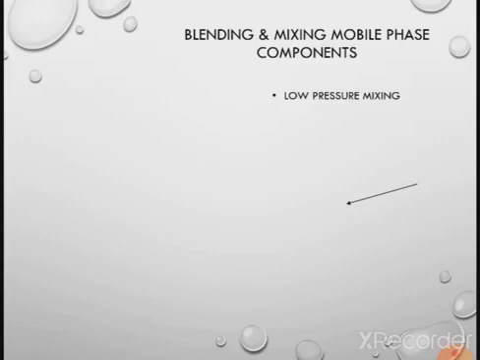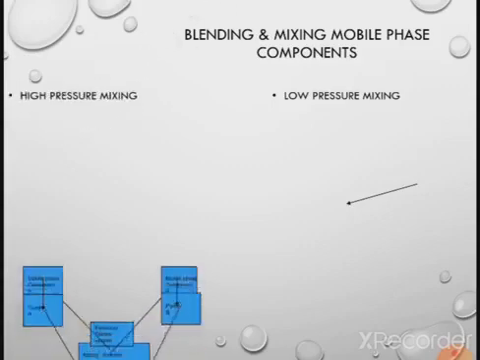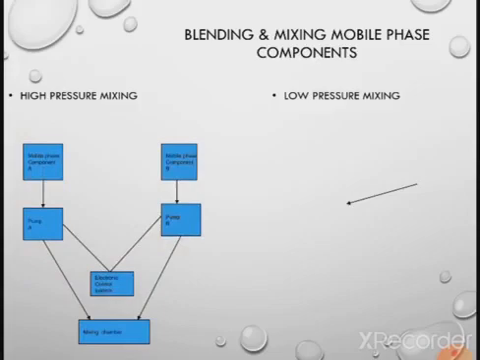There are two components. These two components are injected with the help of pump A and pump B. There is an electronic control system, and these two pumps are mixing their mobile phase in a mixing chamber. So this is called high pressure mixing, as shown in the diagram.